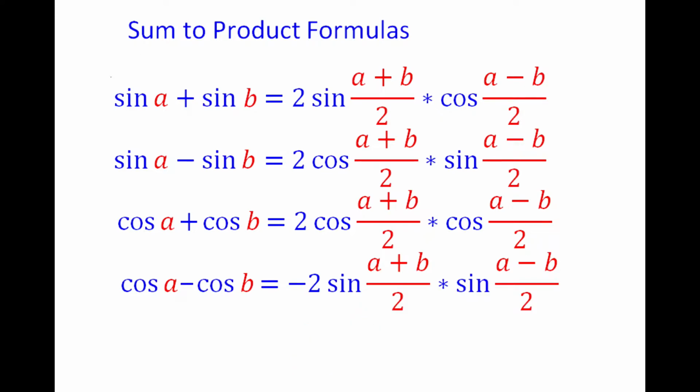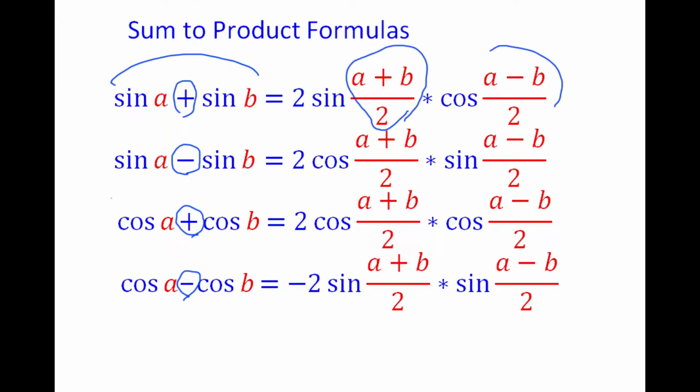Here guys we have sine plus sine, sine minus sine, and cosine plus cosine, and cosine minus cosine. So in other words we have plus and minus for sine, and we have again plus and minus for cosine. If we have sine A plus sine B, then we're going to have 2 times sine A plus B divided by 2 times cosine A minus B. So this angle is always summation, you can think of it in this way, and this angle is always subtraction.